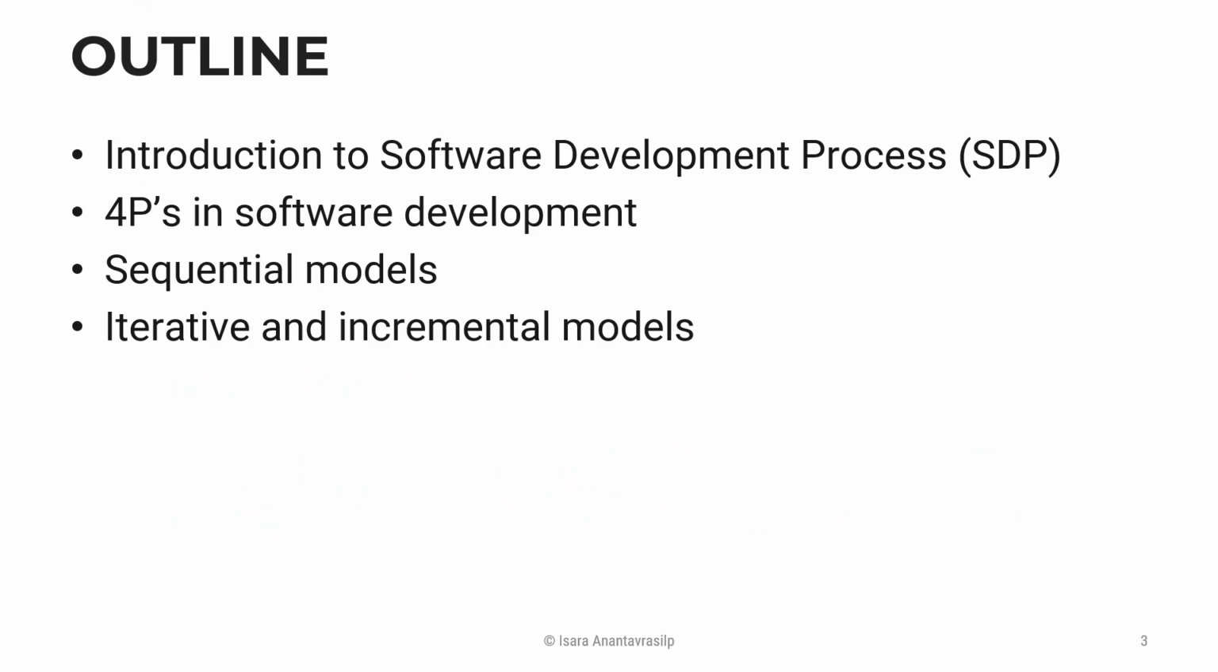Here is our outline. We will start by introducing software development process, or SDP, and have a glimpse of what the entire development process is all about. Then we'll move on to the four elements of software development. They all begin with P's. That's why we call them 4P's. Then we will get to know some specific development methods or models, including a few sequential models and some iterative and incremental models. And in the next session, we will discuss agile development methods.